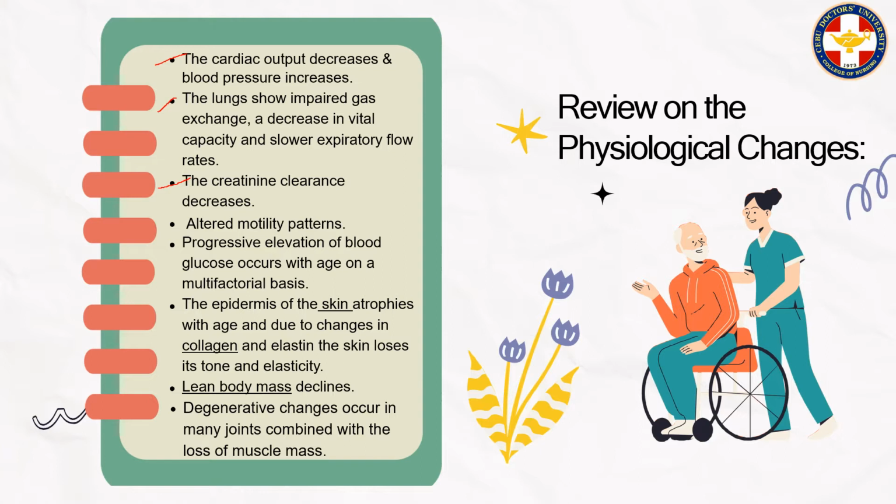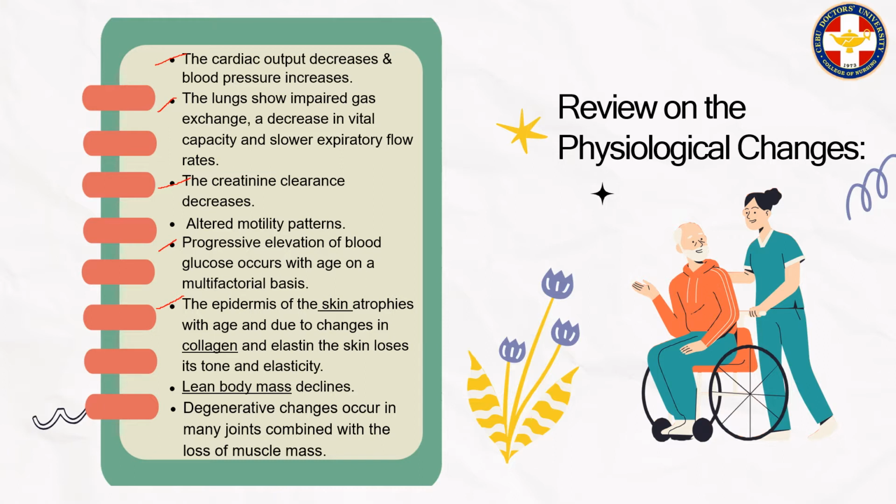Functional changes, largely related to altered motility patterns, occur in the gastrointestinal system with senescence, and atrophic gastritis and altered hepatic drug metabolism are common in the elderly. Progressive elevation of blood glucose occurs with age on a multifactorial basis. The epidermis of the skin atrophies with age, and due to changes in collagen and elastin, the skin loses its tone and elasticity.